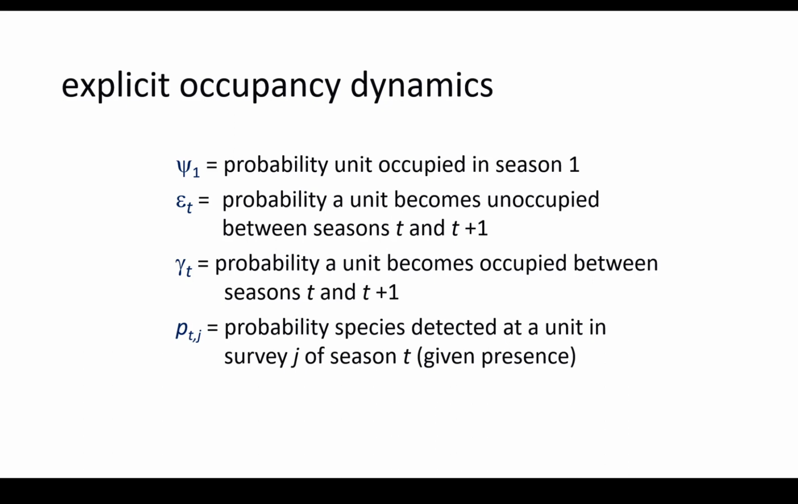Gamma is the probability it becomes occupied. It's not the same gamma as in a regular robust design model, but it's the one that corresponds to becoming occupied. And then p is the probability of a species being detected in a particular unit, given the particular survey sample in a particular season.